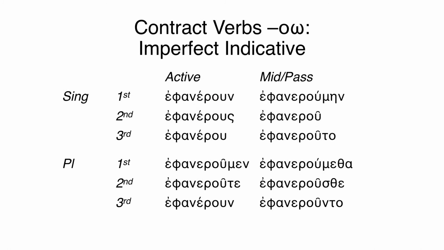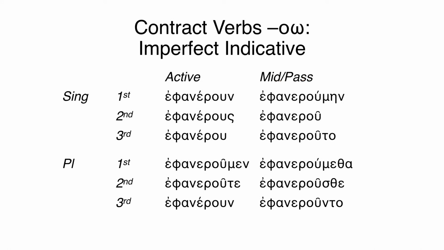Now we come to the imperfect indicative forms for "-oo" verbs. Ephanerun, ephanerous, ephanerou, ephaneroumen, ephaneroute, ephanerun. Once again, these are easily derived from the imperfect indicative forms for luo, elyon, elyes, elye, etc., once the rules of contraction are learnt, with the exception that the nu is missing from the third person singular, a feature that we've seen across all contract verbs.